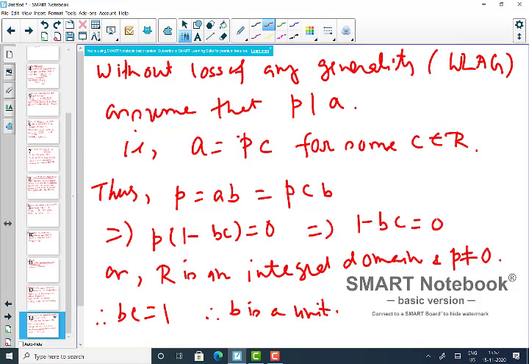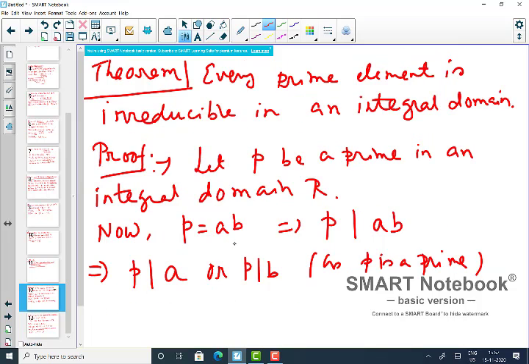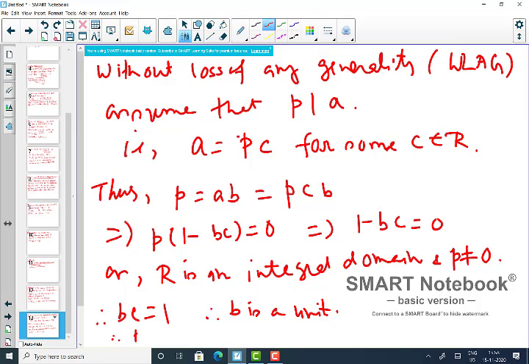You recall that I started with P equals AB, and then I proved that B is a unit. So what does that mean? That means it is an irreducible element, right? Because if you write it as the product of two elements, one has to be a unit. So thus the proof: P is an irreducible element. So the integral domain property is sufficient to prove that prime elements are always irreducible elements.